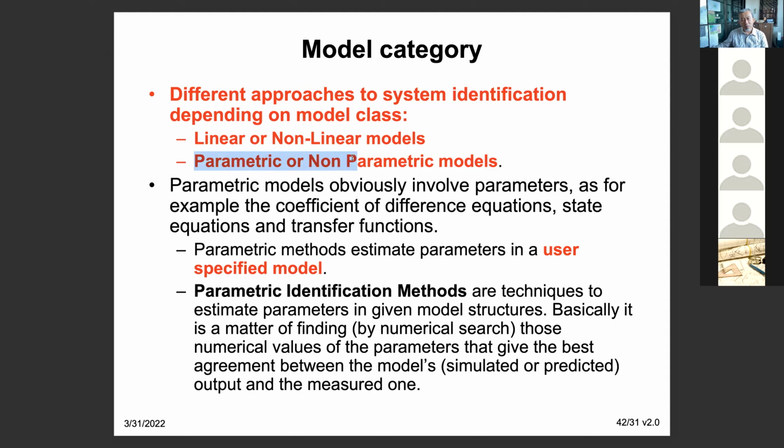Another thing you must know is parametric and non-parametric models. So what is a parametric model, and what is a non-parametric model? Non-parametric models use a graphical approach: time response, frequency response, cross correlations, and power spectrum density. That is considered a non-parametric model. While for a parametric model, we do not use graphics, but a lot of polynomials, numerator and denominator. So a parametric method estimates parameters in a user-specified model. We will discuss this later in chapter 3.